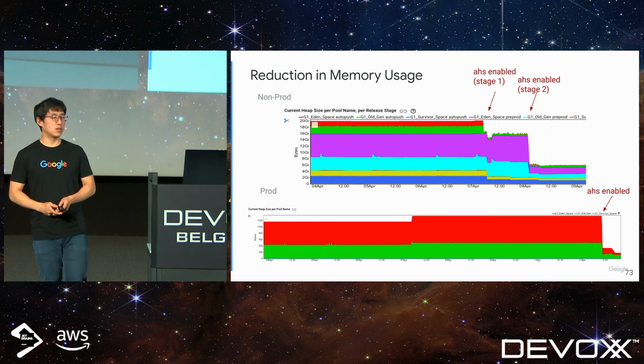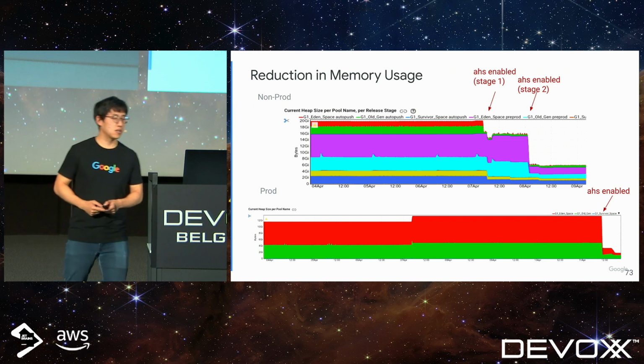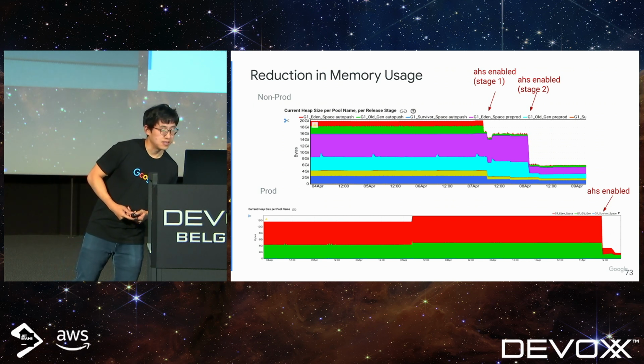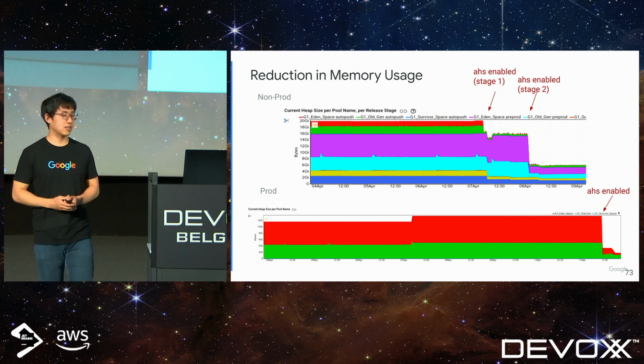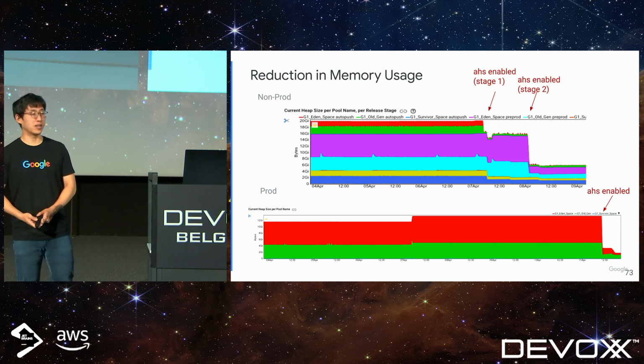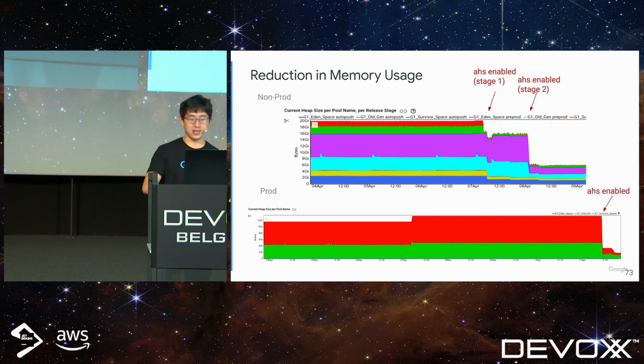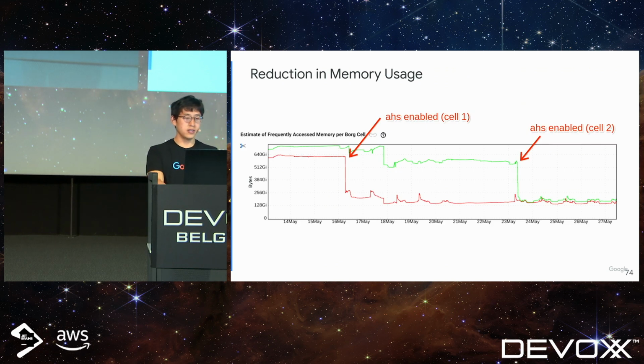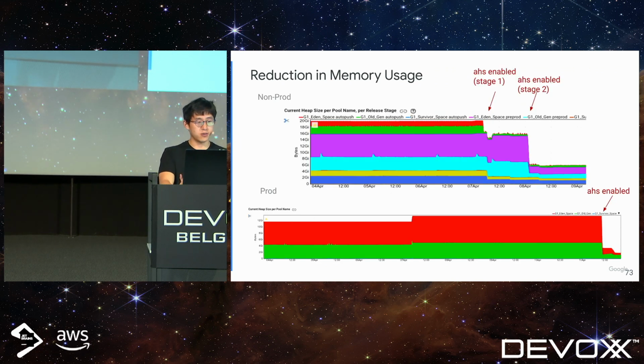So here we see that before enabling AHS, this particular task used an average of 12 gigs. The average task used around 12 gigs, but after enabling AHS, we reduced usage to pretty much 2 gigabytes. Okay, and this is an average per task. So here we have 12 gigs for one task, averaged across all the tasks.